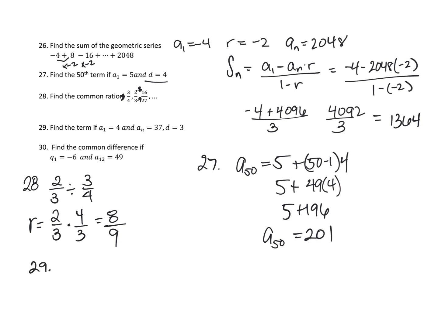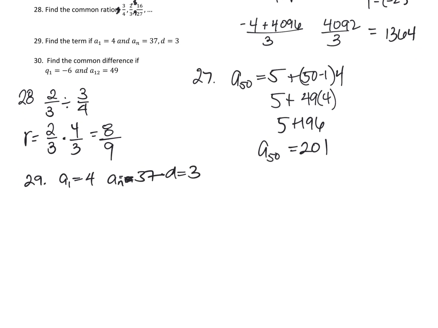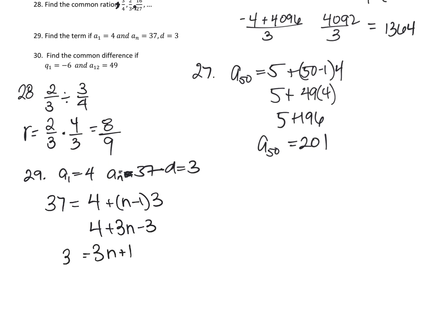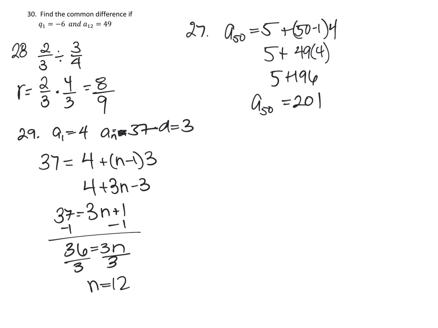Number 29, find the term if A1 is 4, AN is 37, and D is 3. It wants us to find N. So we're going to plug 37 in for AN, 4 for A1, and N minus 1 times D, which is 3. So 4 plus 3N minus 3. 3N plus 1 equals 37. And solve. Subtract 1. 36 equals 3N. Divide by 3, and N is equal to 12.